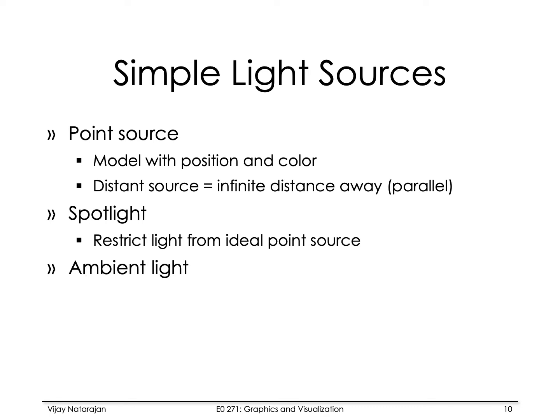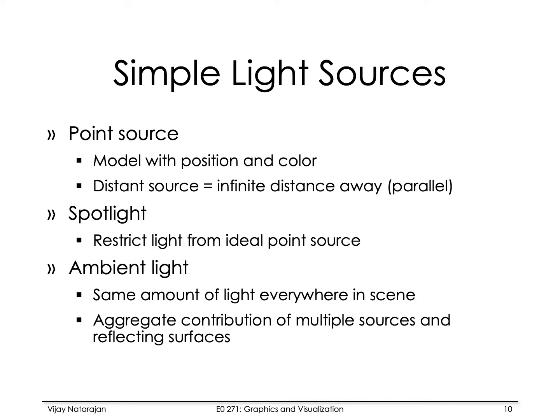We also incorporate something called an ambient light. An ambient light is like a catch-all component. So the idea is that you cannot model all the lights in your scene. So you give all points in the scene some default background light. This is called the ambient light. So this ambient light aggregates the contribution of all the sources that are possibly present in your scene and all the reflecting surfaces and so on.